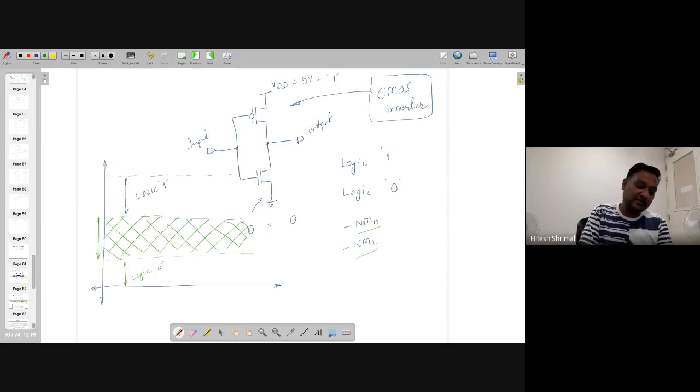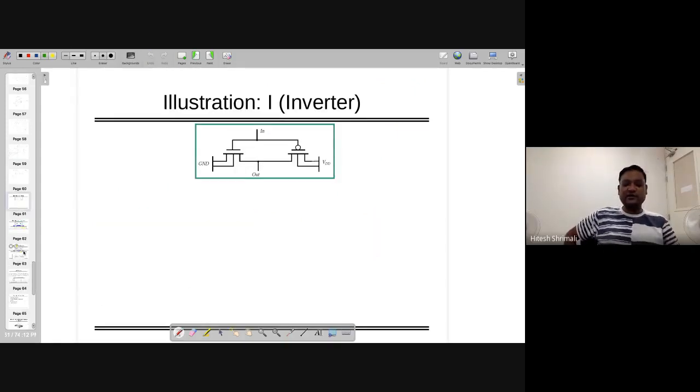This is the noise margin high, from here to here. This point to this point is known as noise margin high, and the other side is noise margin low. In detail we are going to talk about it in the chapter when the CMOS inverter starts, but this will be enough for you to start with. Okay, so this is the CMOS inverter.